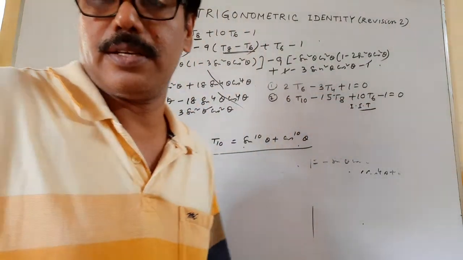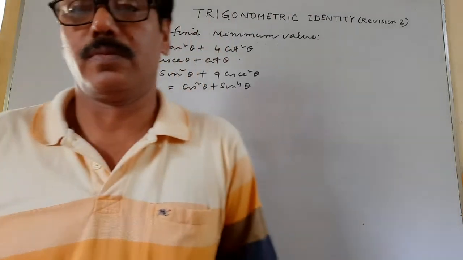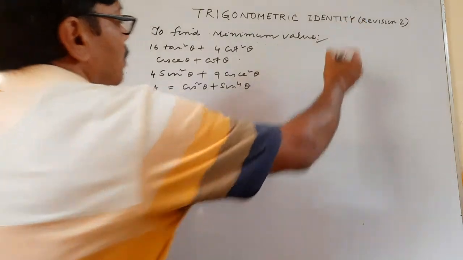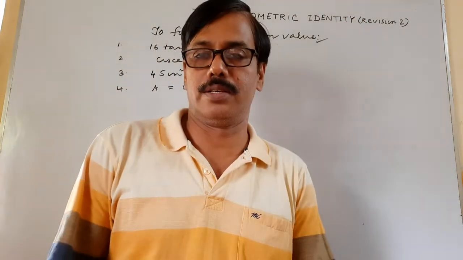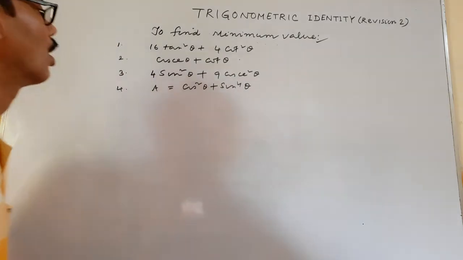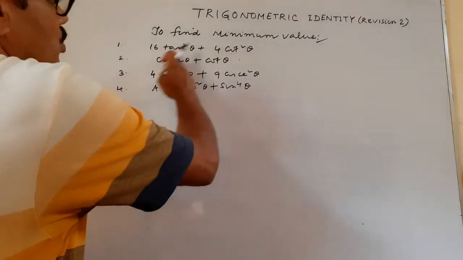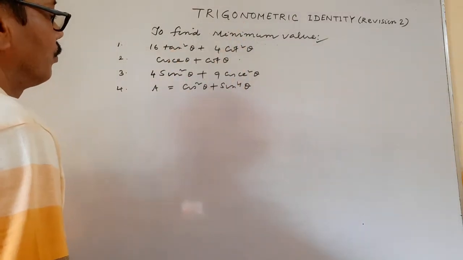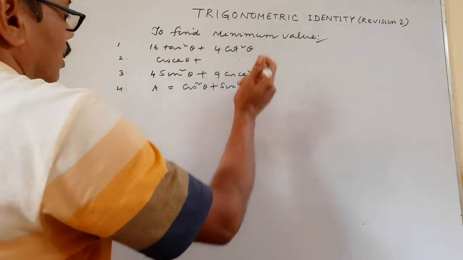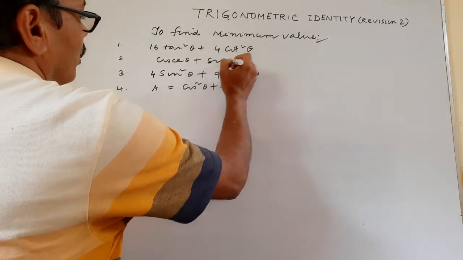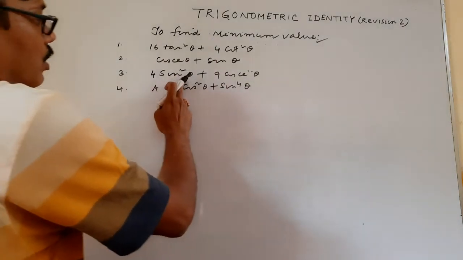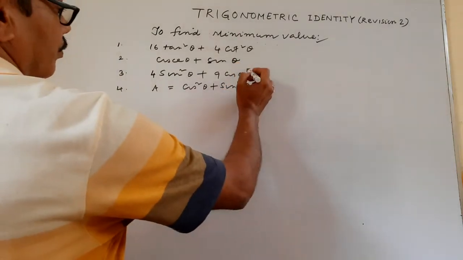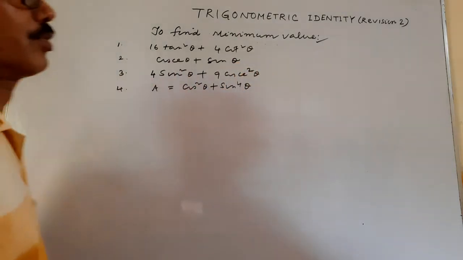Next, now how to find the minimum and maximum value. So 6 tan square theta, 4 cot square theta. Look, they are reciprocal. Cosec theta plus sine theta. 4 sine square theta. 9 cosec square theta. Cos square theta plus sine square theta.